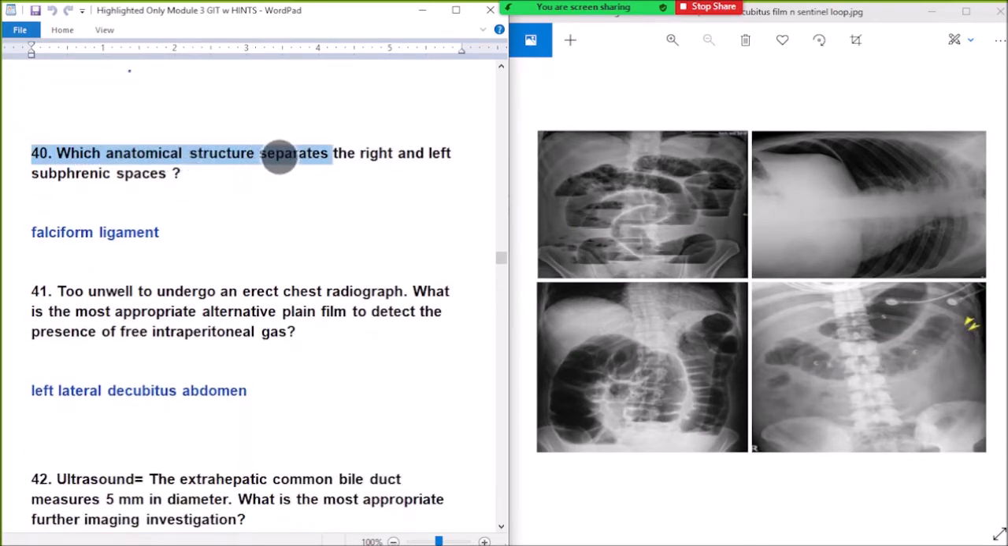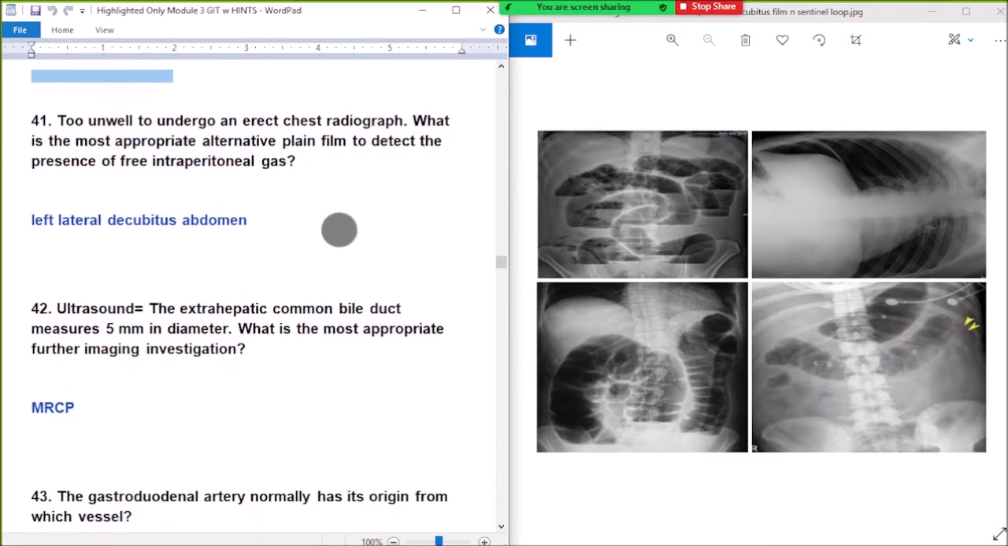Question number 40. Which peritoneal structure separates the right and left subphrenic spaces? Falciform ligament. Which structure separates the right and left subphrenic spaces? Falciform ligament.